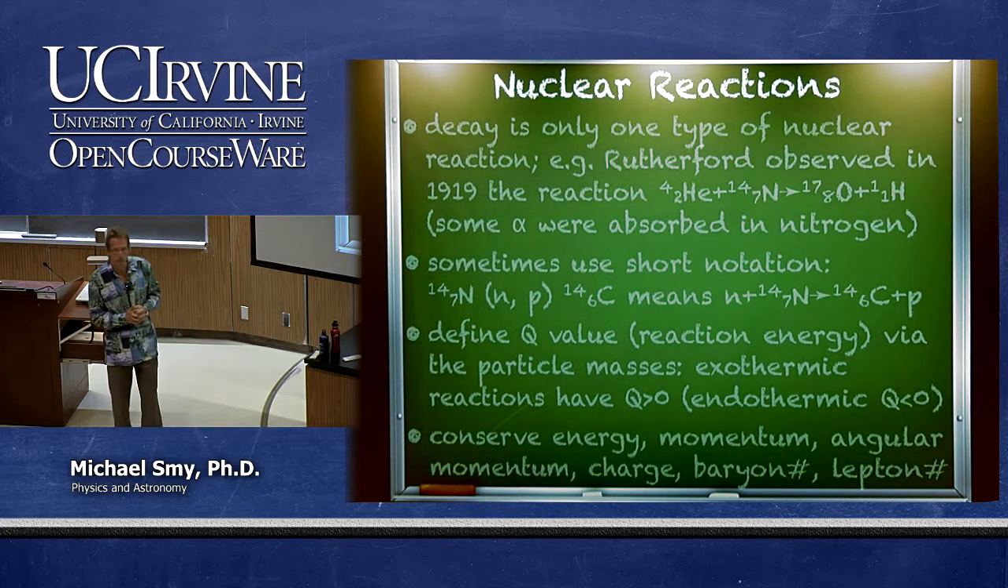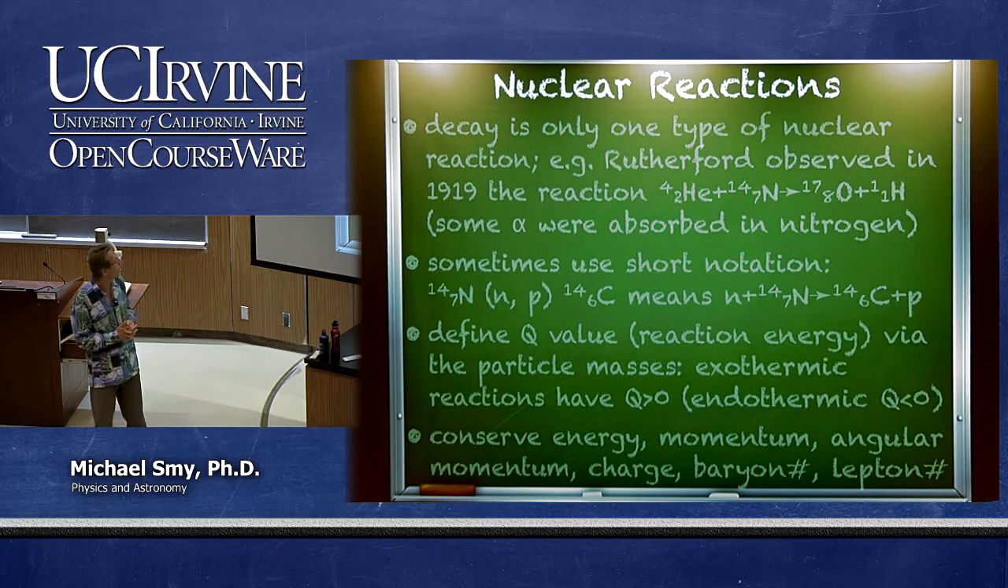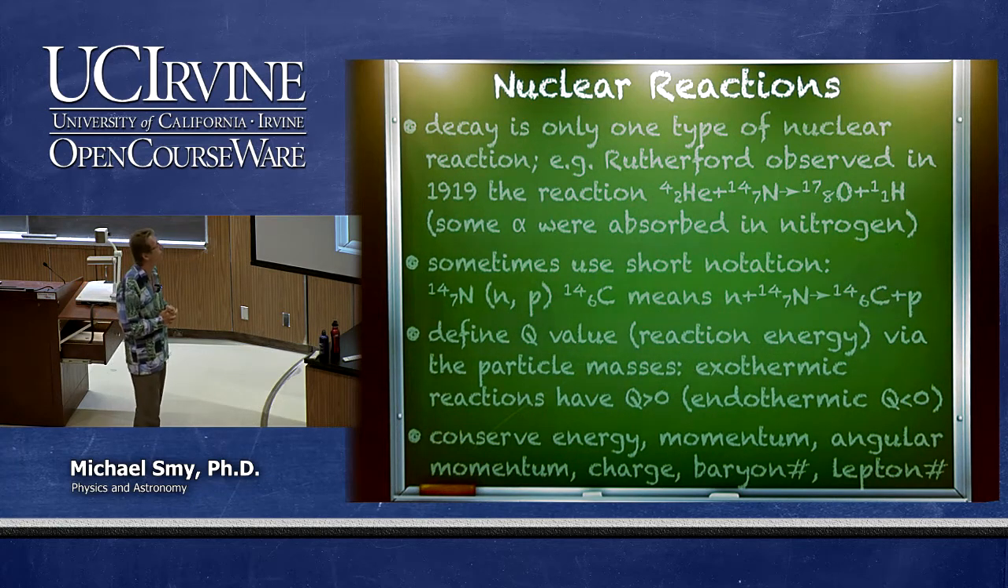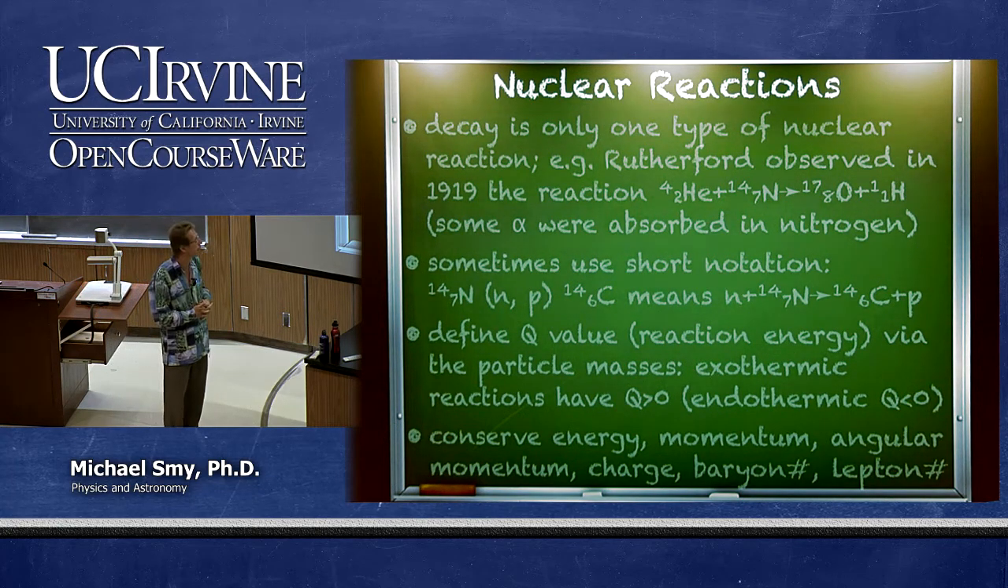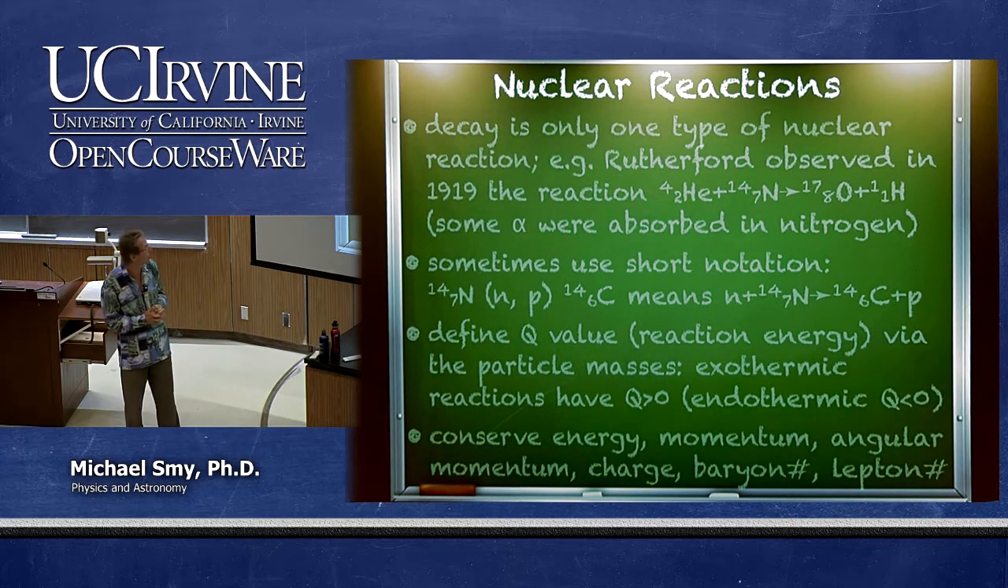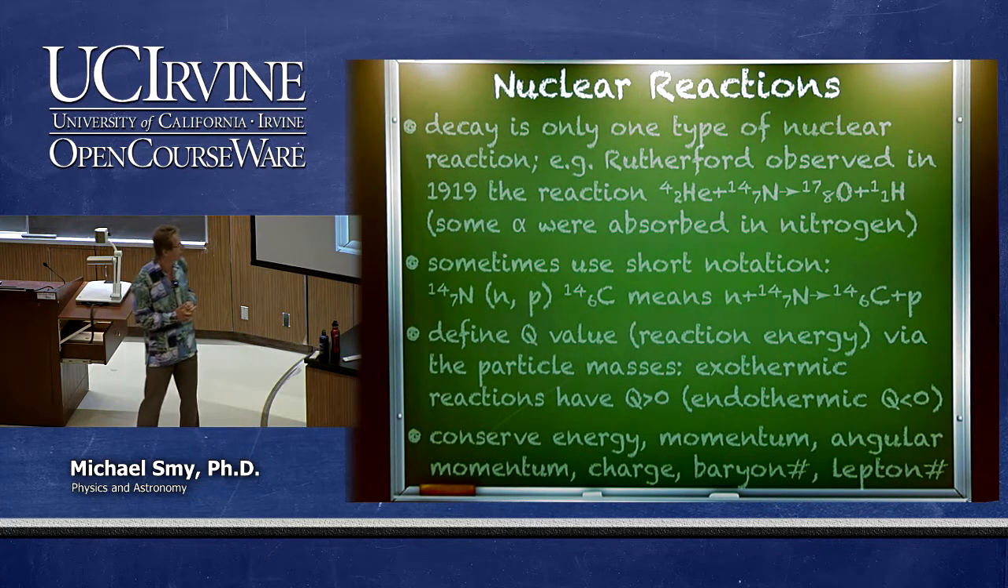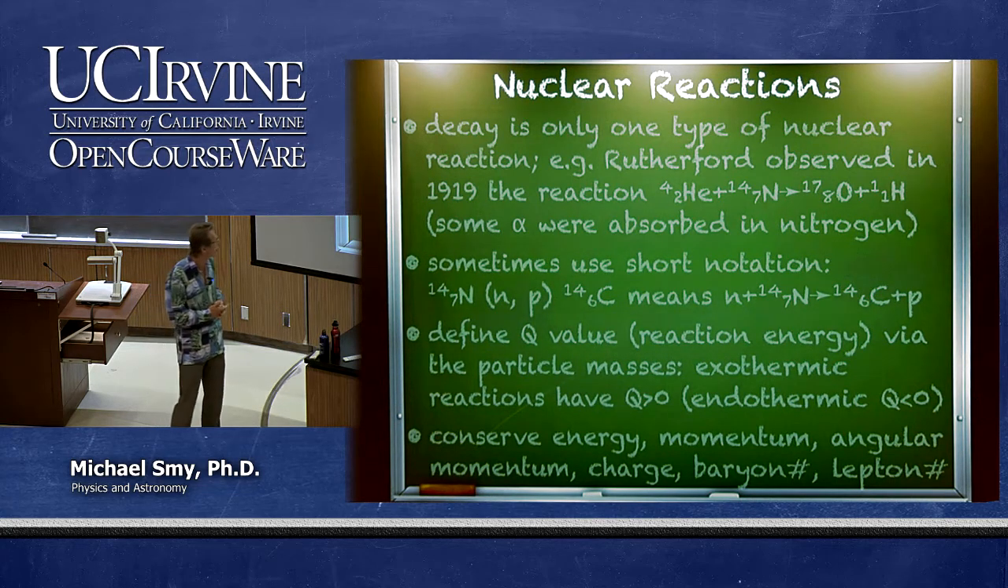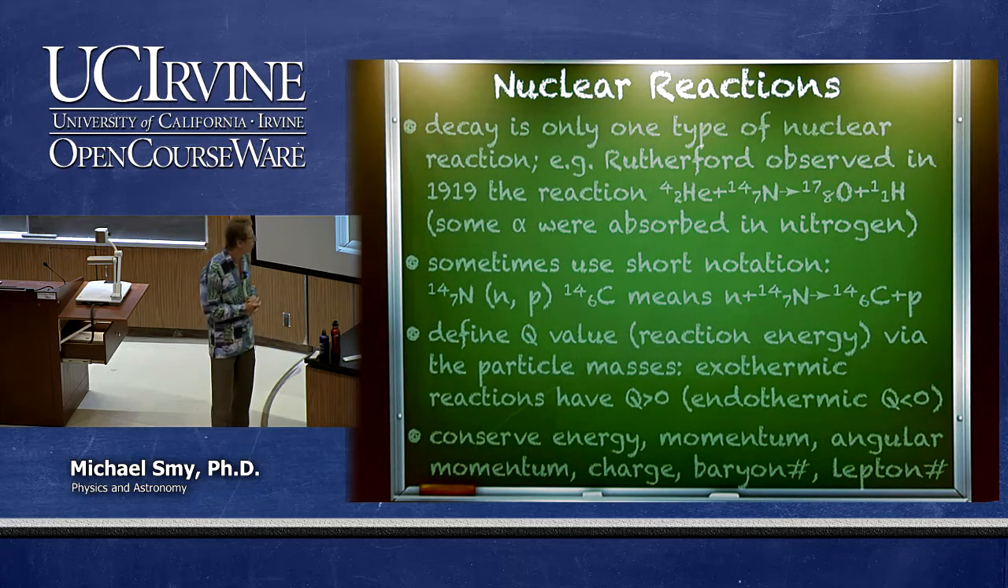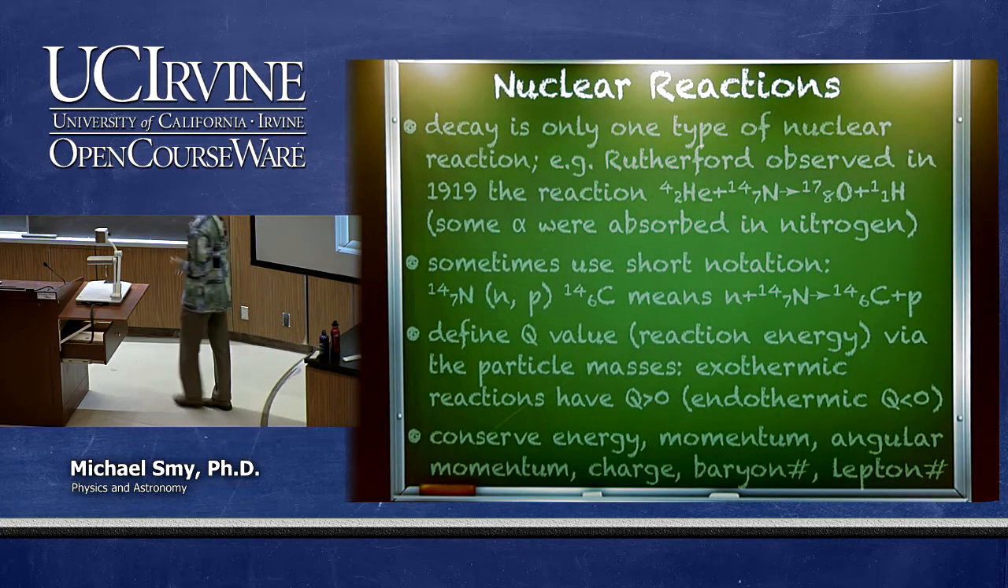And just like we had Q values for the nuclear decays, we can define Q values for nuclear reactions using the masses of the particles before and after. If that Q value is bigger than 0, then you have exothermic reactions, and otherwise you have endothermic reactions. So it's pretty much the same thing as in chemistry, basically. And to balance the reaction equation, you have to conserve energy, momentum, angular momentum, charge, baryon number, and lepton number.